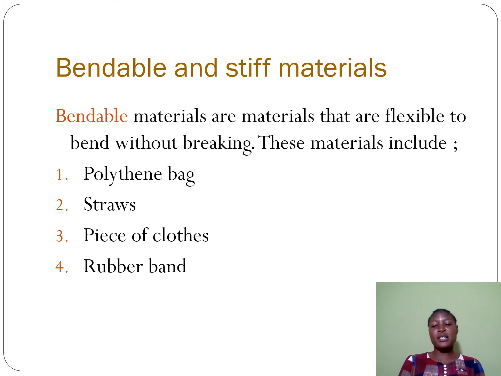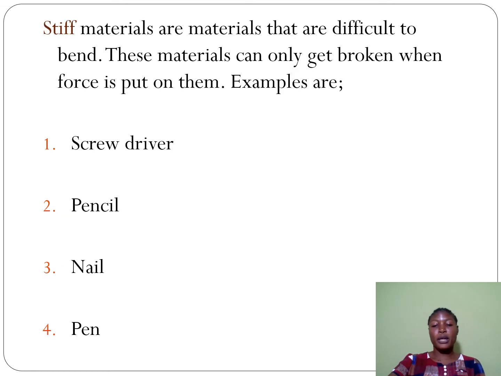These materials include 1. Polythene bag, 2. Straws, 3. Piece of clothes, and 4. Rubber band. All these examples, there are a lot of them which are bendable. You can bend them for them not to get broken.